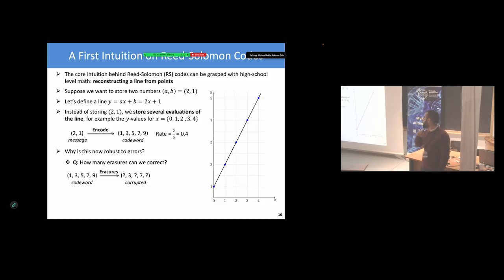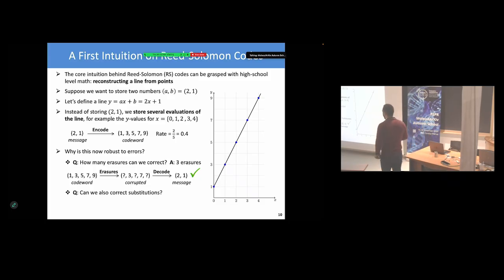How many points do you need to determine a line? Any 2 points are enough. So if I see 3 and 7 at positions 2 and 4, then I can use these to find the equation of the line. Once I have the equation of the line, I have the slope and the y-intercept, a and b, and these are my message, because I encoded my message into the slope and the y-intercept of the line.